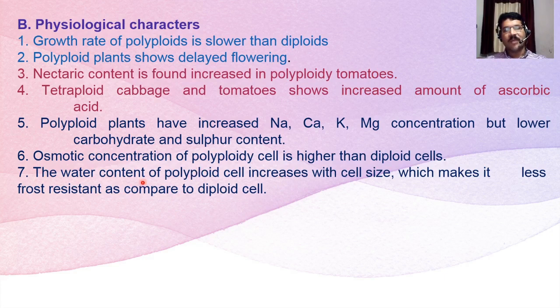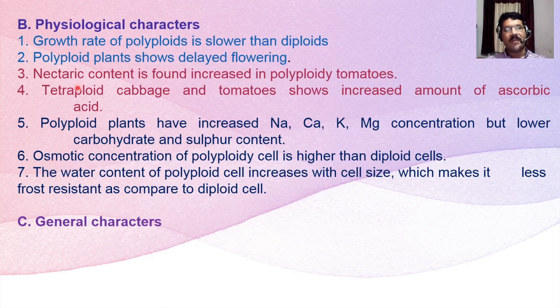So these polyploid cells have large cell size, due to which the water content of that cell increases, and it makes this polyploid cell less frost resistant as compared to the diploid cell. So all these are the physiological characters which are observed in any polyploid cells.